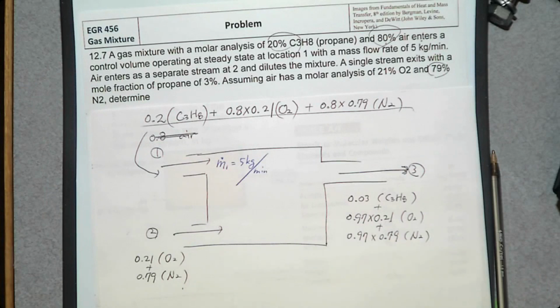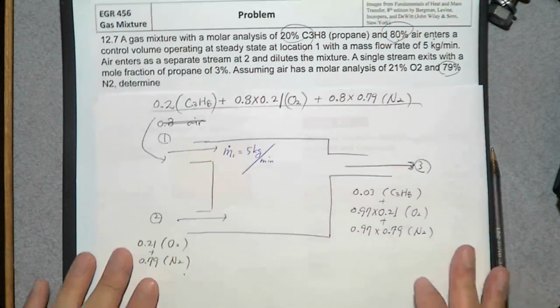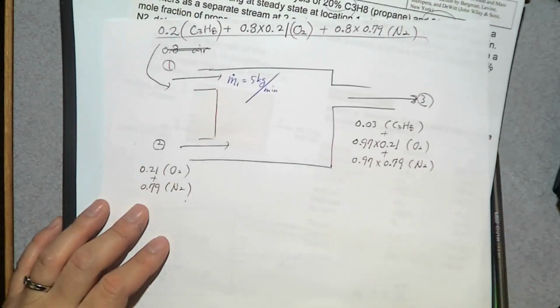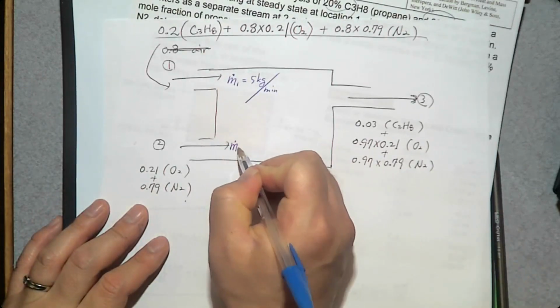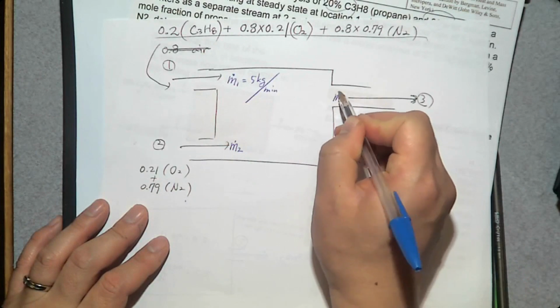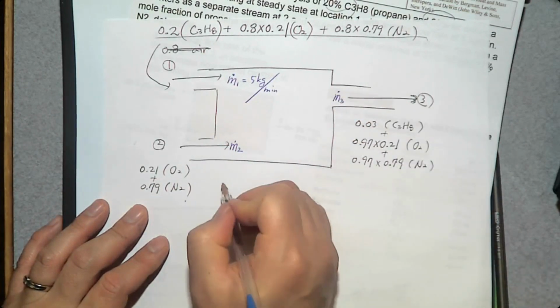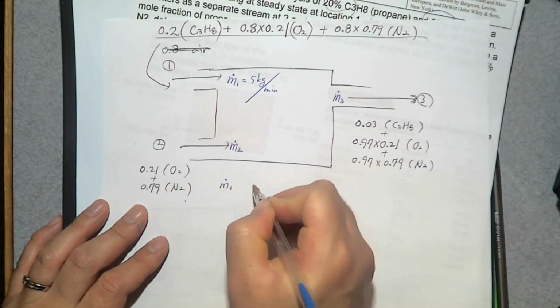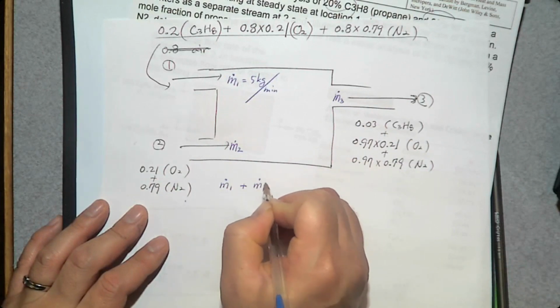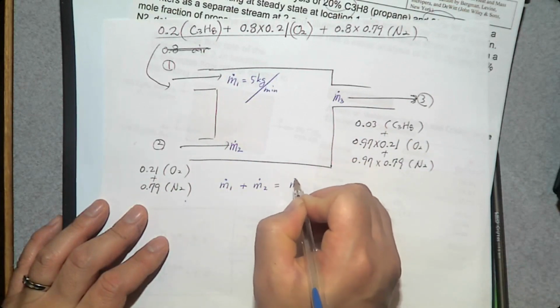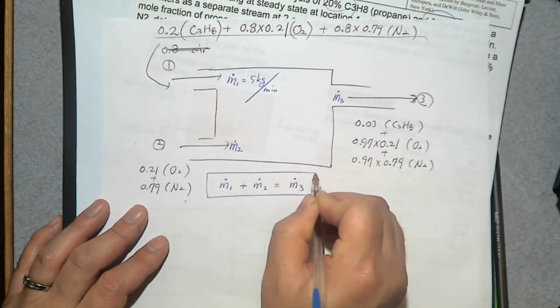So let's apply the mass balance equation first. M dot at number one plus M dot at number two should be M dot at number three. We agree that, right? Mass balance, conservation of mass principle. So there's M dot number two, which we don't know, and M dot number three, which we don't know, but we know M dot number one plus M dot number two is going to be M dot number three. So this is the mass conservation.